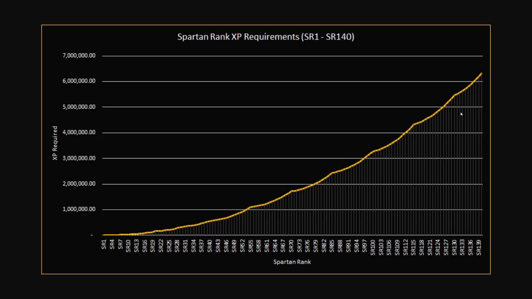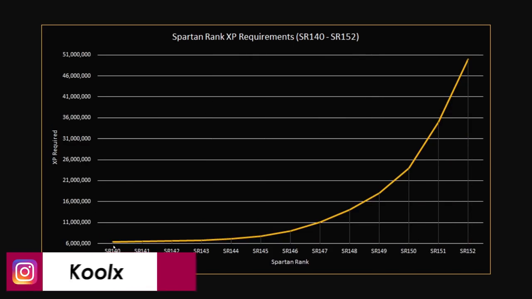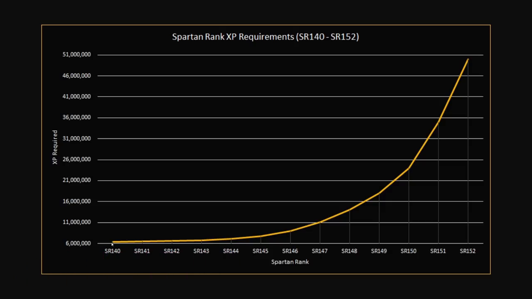But once you get into the higher ends of XP, things get a little weird. So the bottom of this graph is where SR140 is. And like in that previous graph, you can see that angle up. This is where you are actually right here. And then once you get to about 147, 148, that's when the grind really starts happening, and there's an exponential kick all of a sudden up to get to 152.